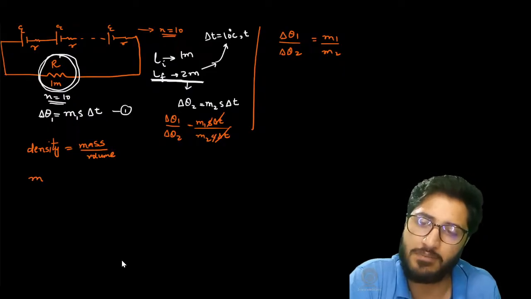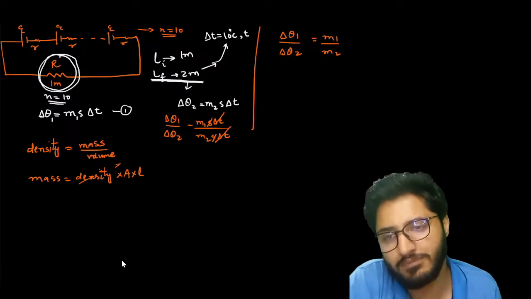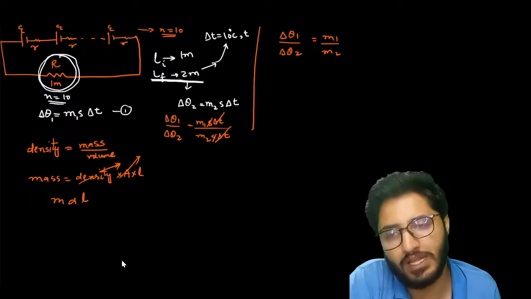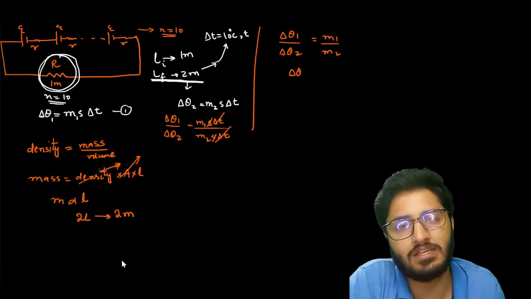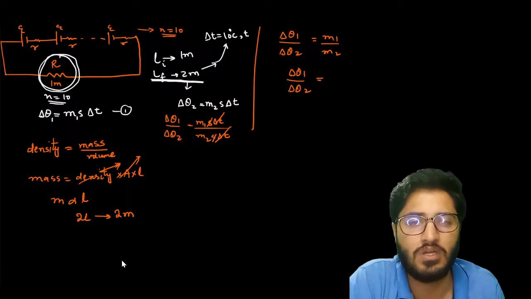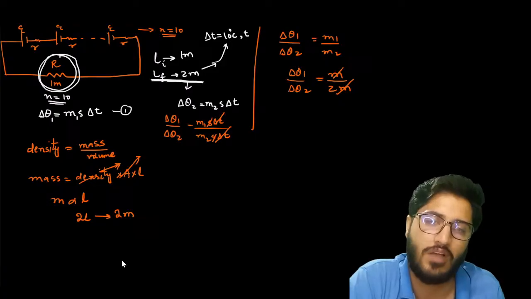So you will write mass equals density into volume. Volume is area into length. Density is same, area is same. That means mass is directly proportional to length. Now, in the second case, my length is 2L. That simply indicates my mass will be 2m. So I will write delta theta 1 divided by delta theta 2. Mass of first one is m, mass of second one is 2m. Cancel out. So I will write delta theta 2 equals 2 times delta theta 1.